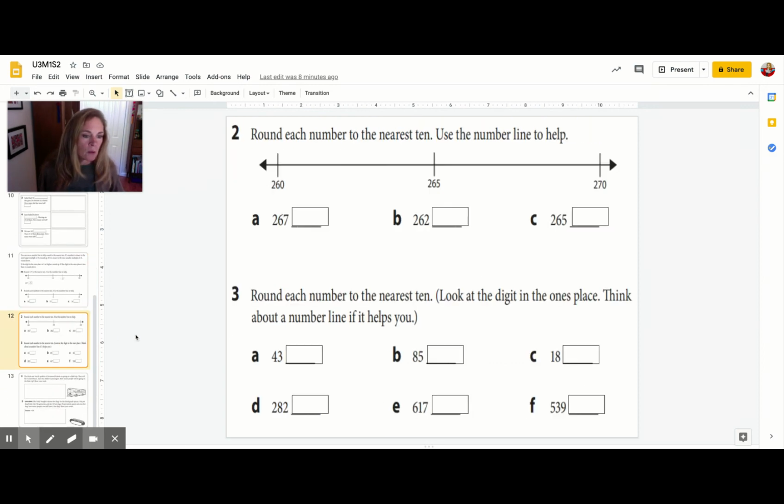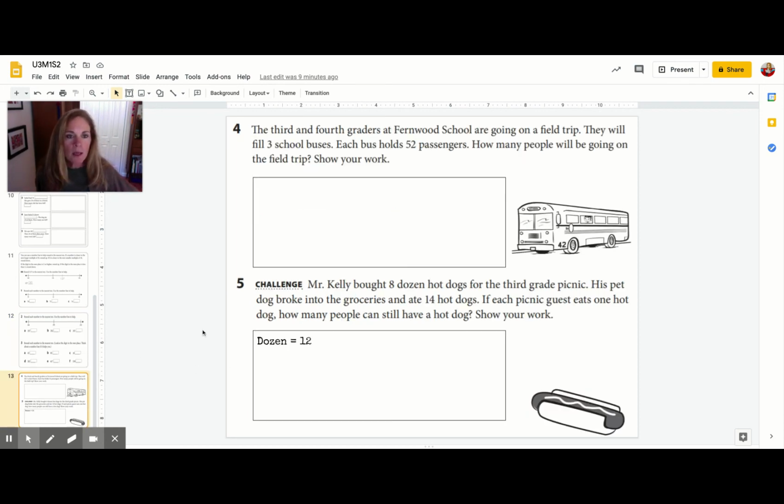And then you're going to work on number 2, same thing. Use the number line, draw it right in there, and then round these numbers to the nearest 10. You look at the digit in the ones place to figure out whether or not you're going to keep the tens place the same or add 1. And then number 4 and 5 are word problems that you're going to work on. Those are in your Home Connections book.